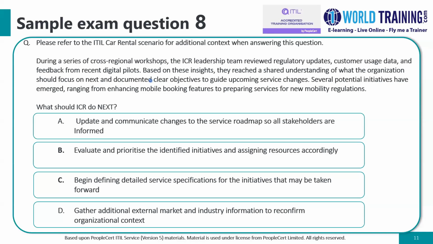A, update and communicate changes to the service roadmap so all stakeholders are informed. B, evaluate and prioritize the identified initiatives and assign resources accordingly. C, begin defining detailed service specifications for the initiatives that may be taken forward. D, gather additional external market and industry information to reconfirm organizational context.